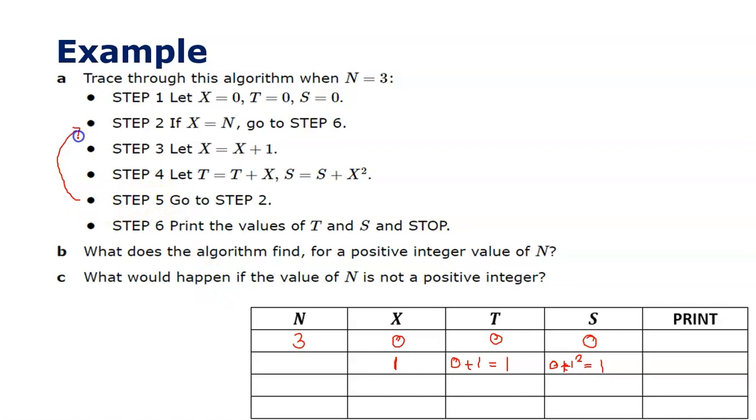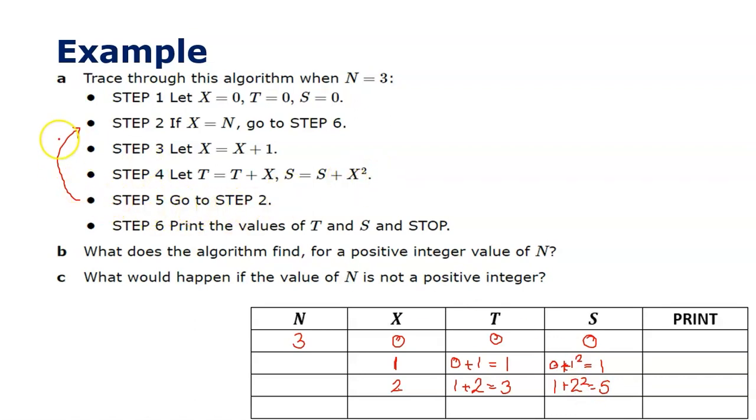Okay, so we go back to here. If x is equal to n, well, still isn't. I've got n is 3 and x is 1. So I'm not going to go to step 6. X equals x plus 1. That's now 2. T equals t plus x. Well, my t was 1. If I add my 2 for my x, I get 3. And s is s plus x squared. My s is 1. If I add my 2 squared on this time, don't forget to square it, that's 4, which makes 5. Okay, I've done that step.